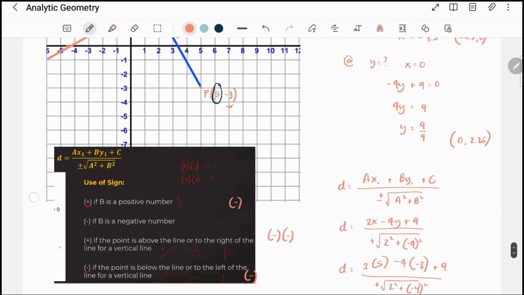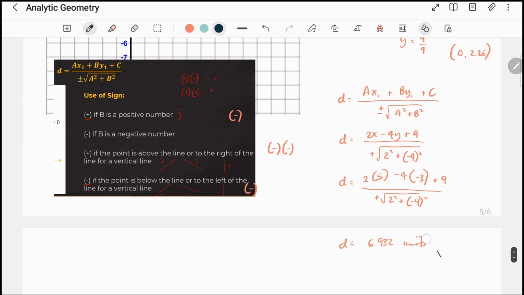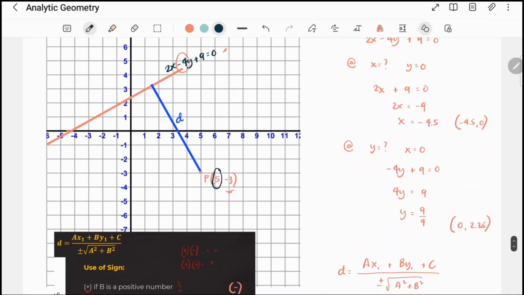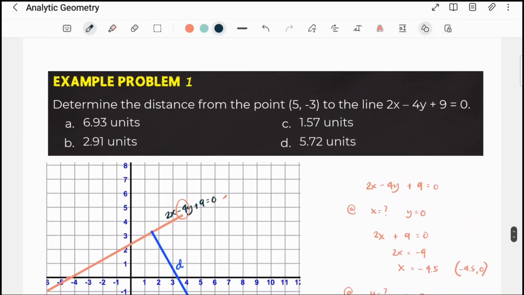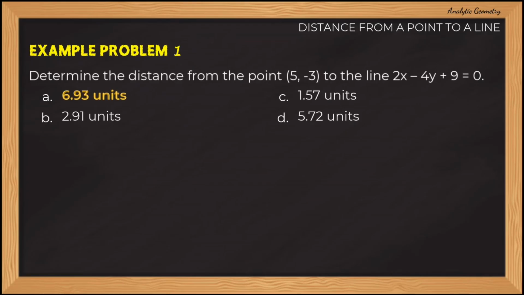So, hanapin natin to guys sa ating choices. So, again, this is our final answer, which is the distance from the point 5, negative 3 to the line 2x minus 4y plus 9. And the answer is letter A. So again, the answer here is letter A, and that is 6.93 units.